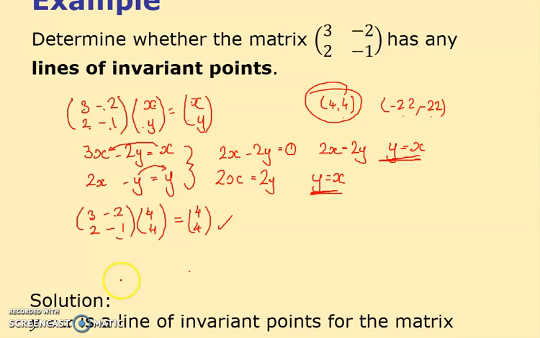So as an answer to this question, it says y equals x is the line of invariant points for the matrix. Probably worth writing all that down. That's the posh way of saying that y equals x is the line of invariant points.